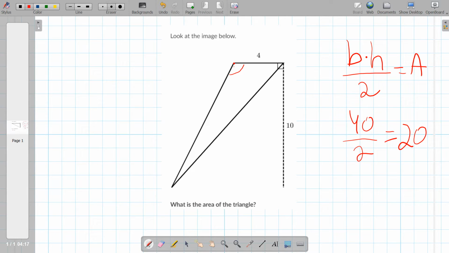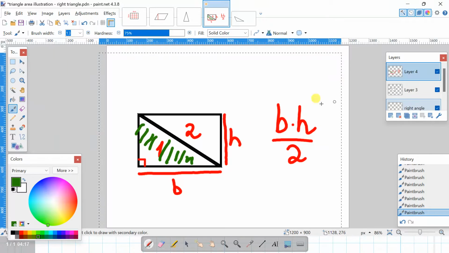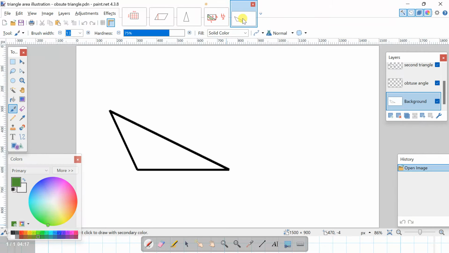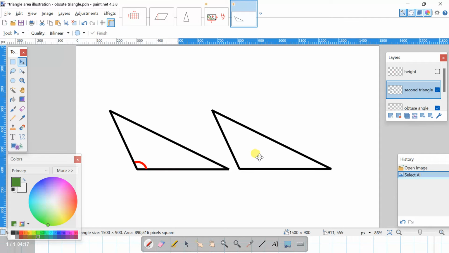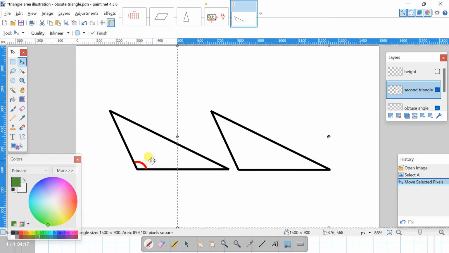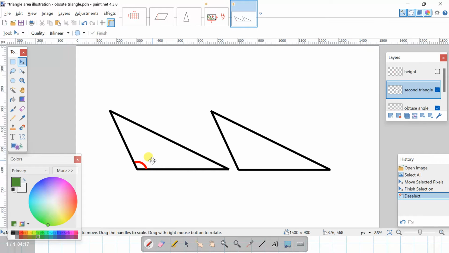Let's see an illustration of why the area of an obtuse triangle is also the base times the height divided by 2. Okay, so I have here an obtuse triangle. Okay, so I take the first one and I make a copy of it. So we see we now have two identical triangles where both of them have an obtuse angle. Okay, these are two copies of the same triangle.